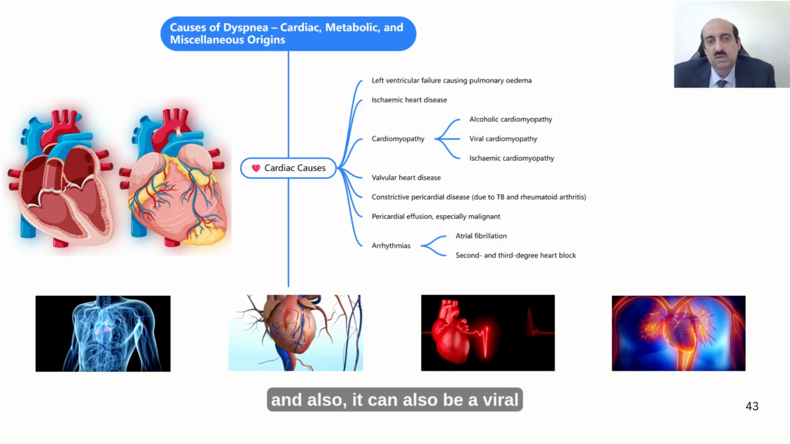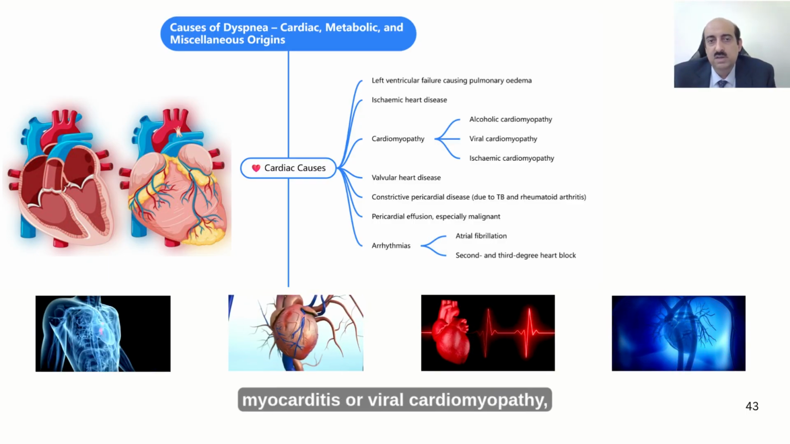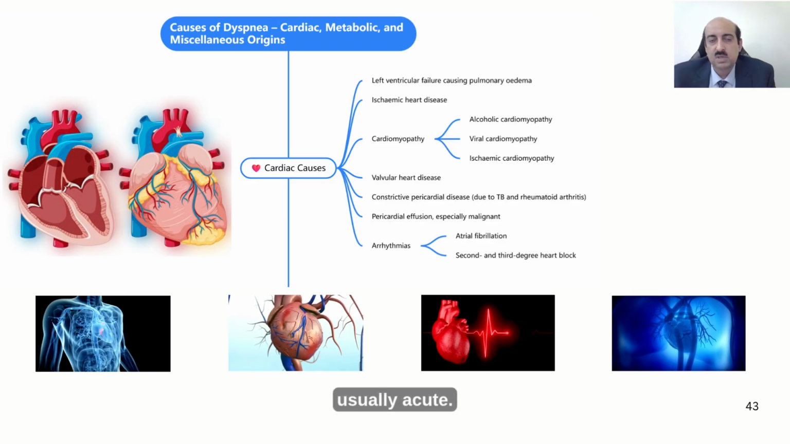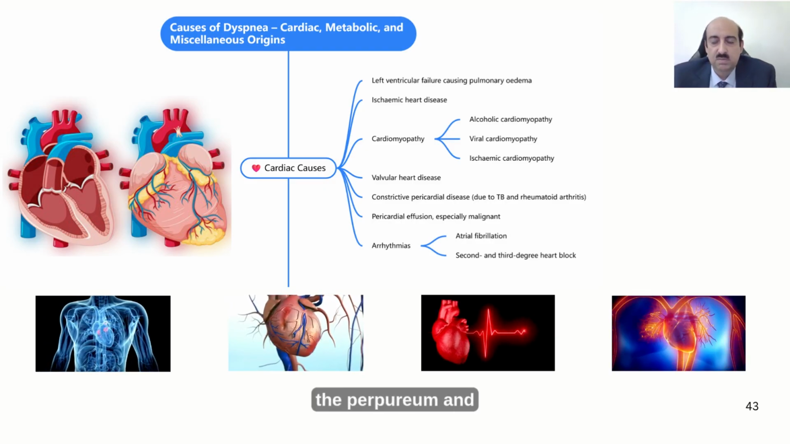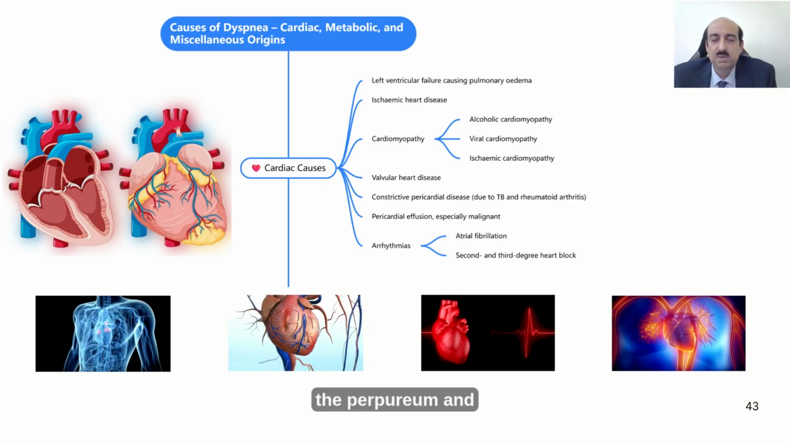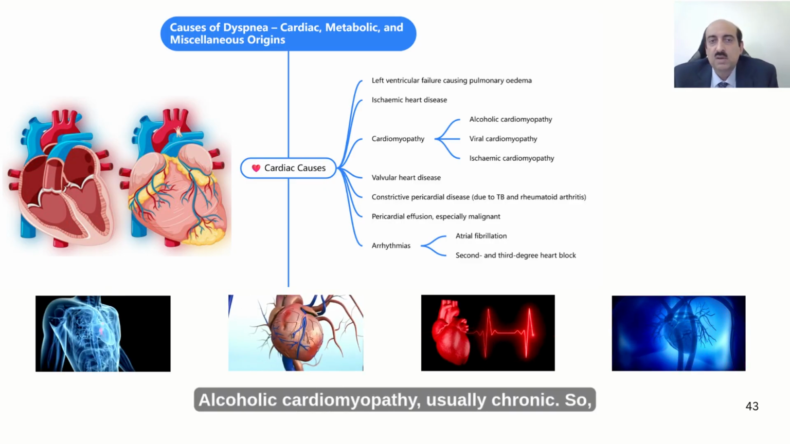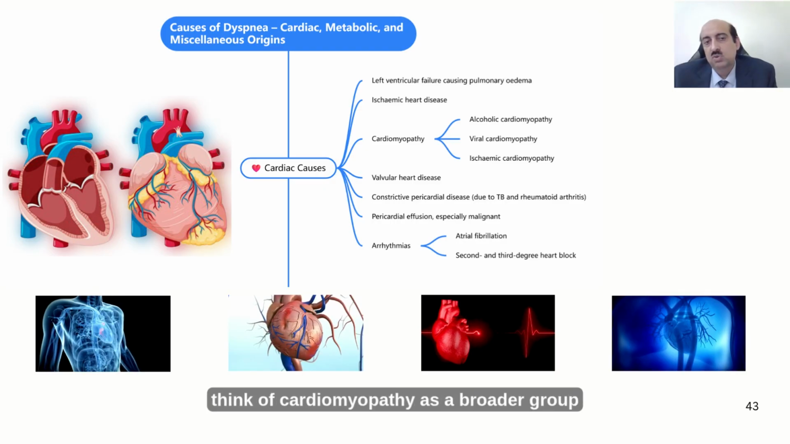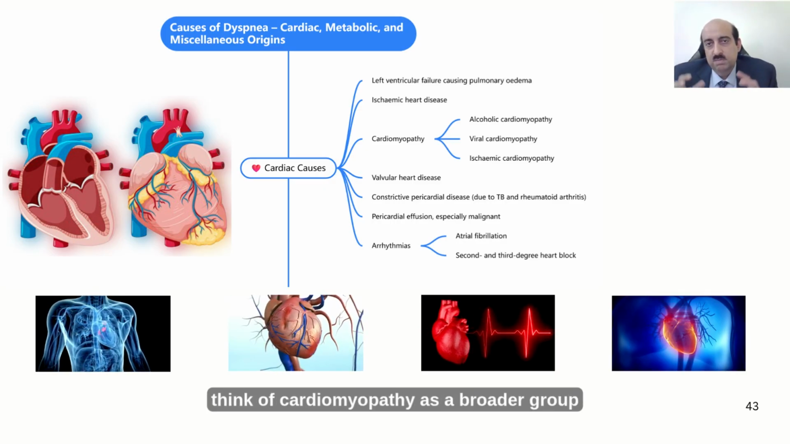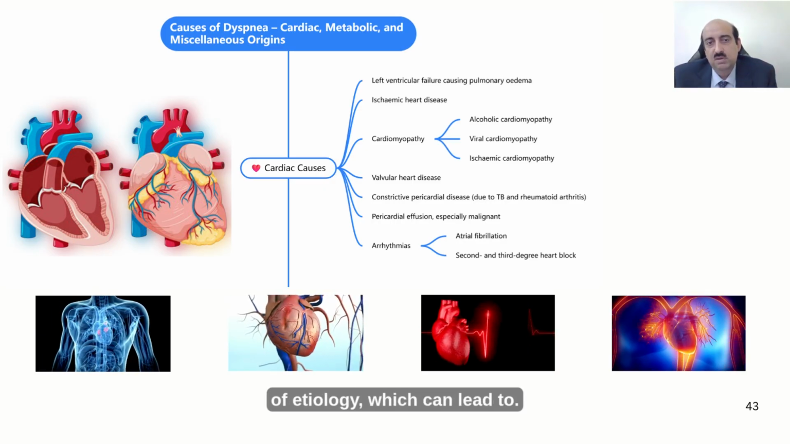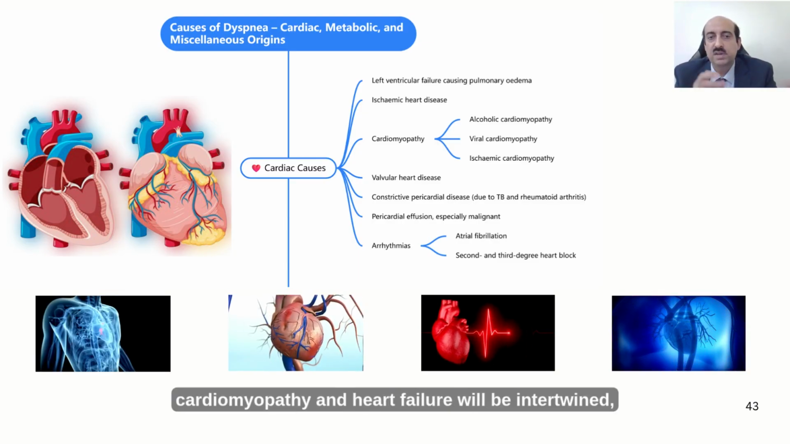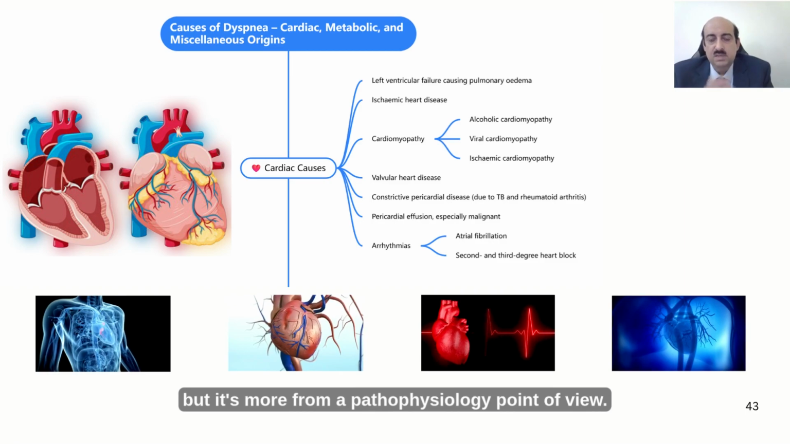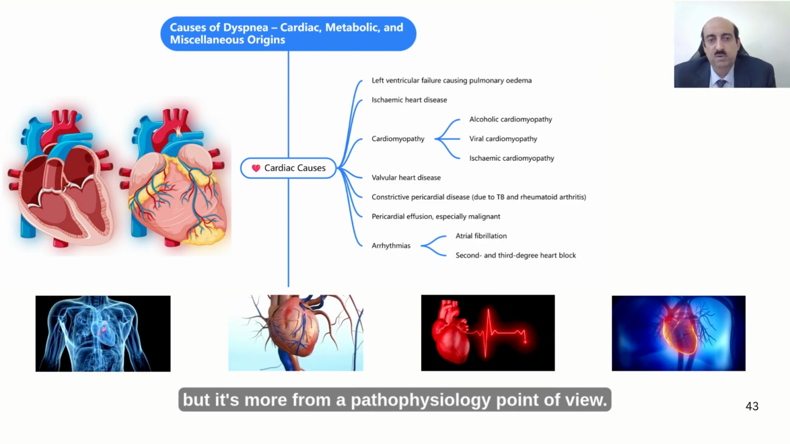It can also be a viral myocarditis or viral cardiomyopathy, usually acute. Peripartum cardiomyopathy occurs in and around the puerperium and childbirth. Alcoholic cardiomyopathy is usually chronic. So think of cardiomyopathy as a broader group of etiologies which can lead to heart failure. Essentially, cardiomyopathy and heart failure will be intertwined, but it's more from a pathophysiology point of view.